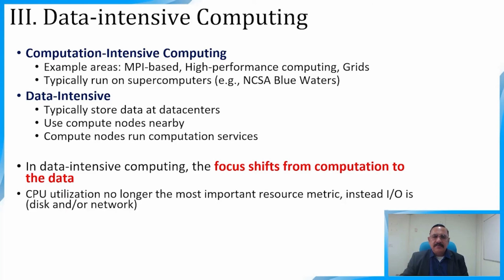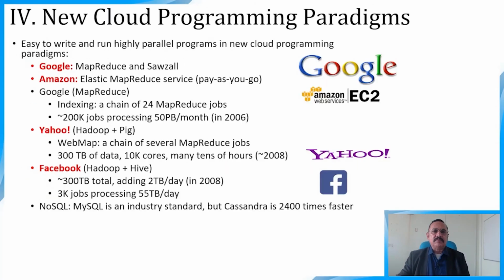Now, in data intensive computing, the focus shifts from computation to the data. CPU utilization is no longer the most important resource metric. Instead, input output is also very important, such as disk and the network.